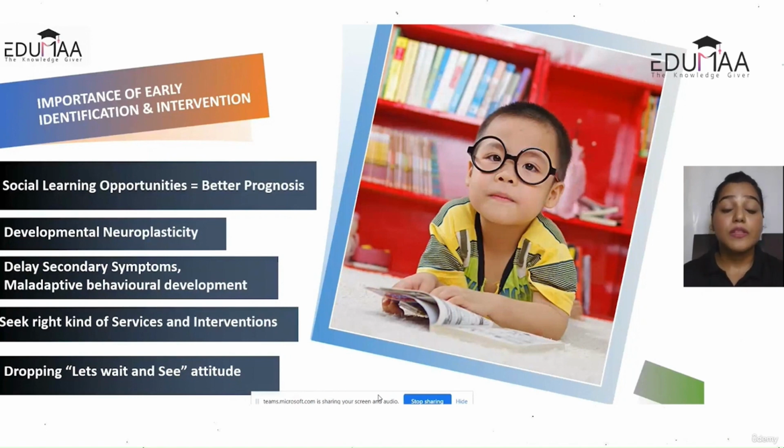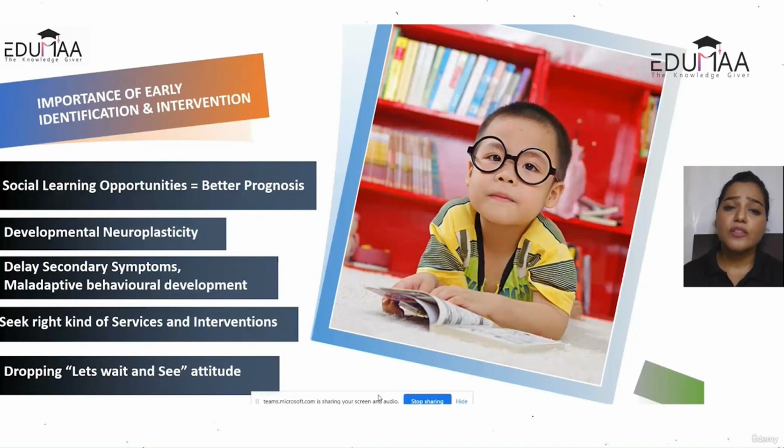If the child is frustrated because of sensory issues, and they learn specific behaviors to deal with it, which may be maladaptive, we help delay or reduce the secondary symptoms in our child. The earlier we intervene, the better we are able to help them and seek the right kind of services and interventions. We may just observe that a child has learning difficulties. We do not understand our child that well if we do not get the identification done.